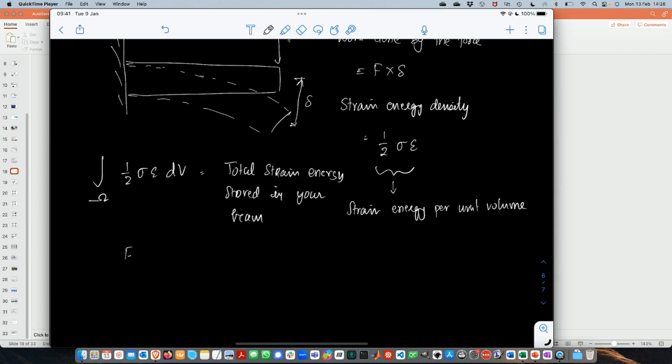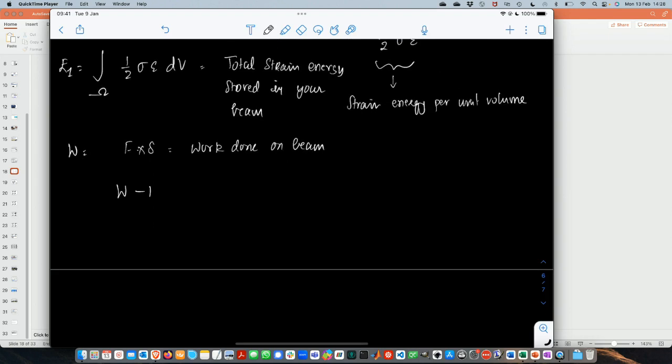Right? F into delta, work done on the beam. Let me call this W, and let me call the strain energy E1. So that means my W minus E1 should be equal to 0, assuming that there are no other external factors at the moment. Right? We never thought of it this way, right? So I'm applying a force, which means I'm doing work. This work is energy. As per the first law of thermodynamics, that should be conserved. So it's going to be stored inside the beam as strain energy density or strain energy.